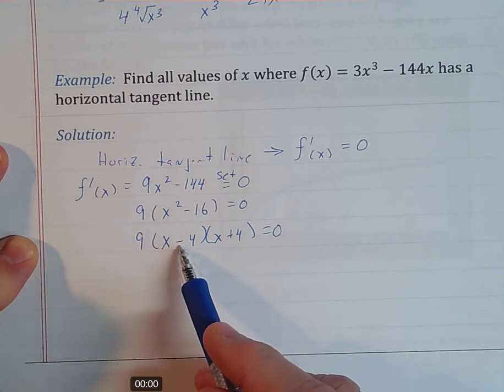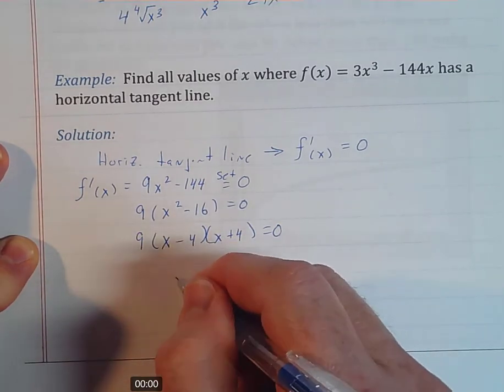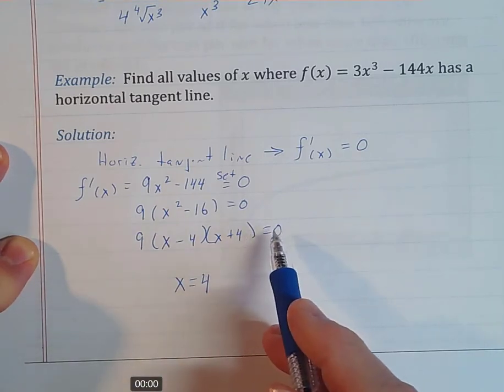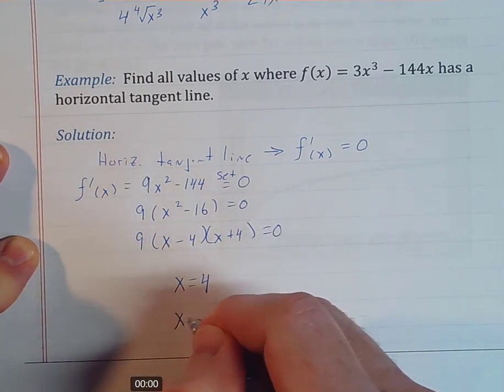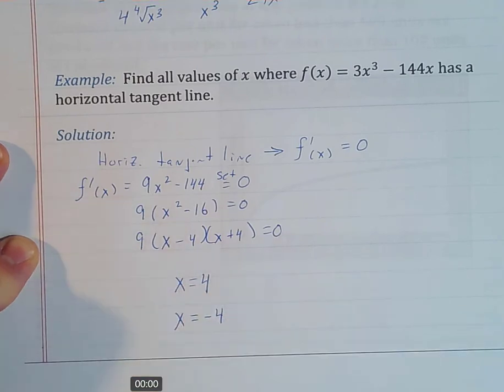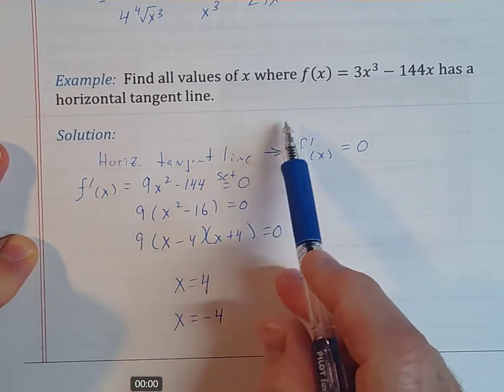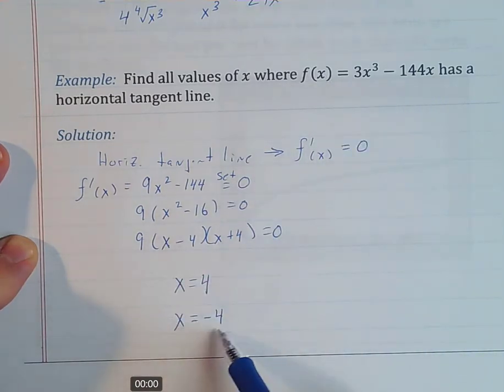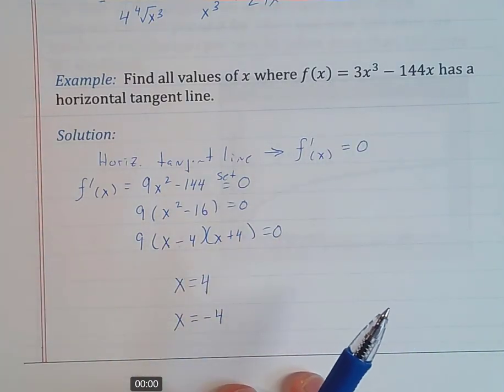When I set x minus 4 equal to 0, I get x equals 4. And when I set x plus 4 equal to 0, I get x equals negative 4. So it looks like the values of x that make this thing have a horizontal tangent line would be at 4 and negative 4.